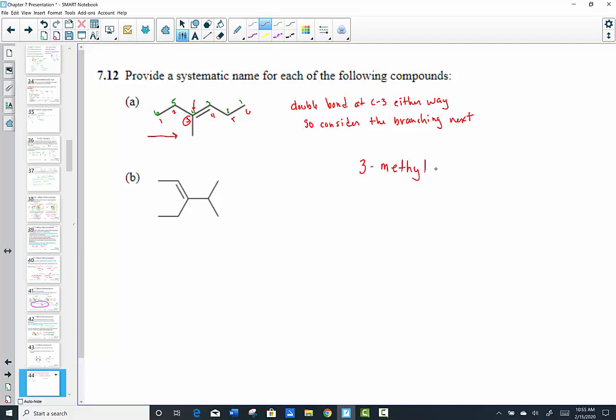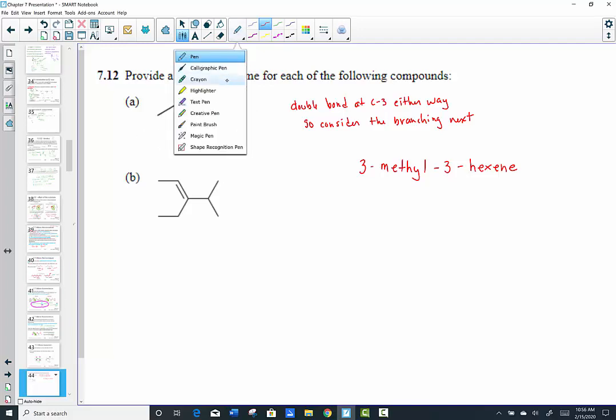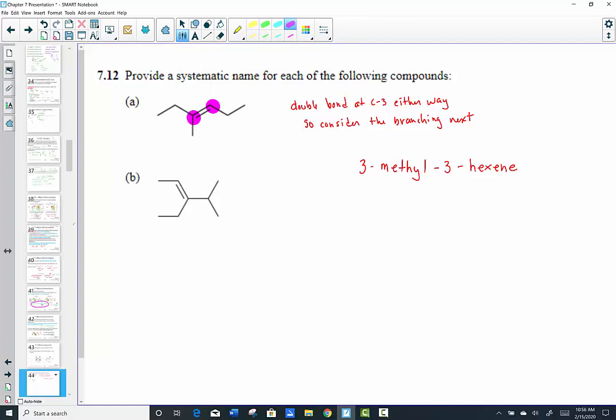Our double bond is also at carbon 3, and it is a 6-membered chain. So we have 3-methyl-3-hexene. But let's also consider the stereochemistry as part of our name. So let's find those carbons in the double bond, right? Those are the 2 carbons, and I want to see what they're attached to.